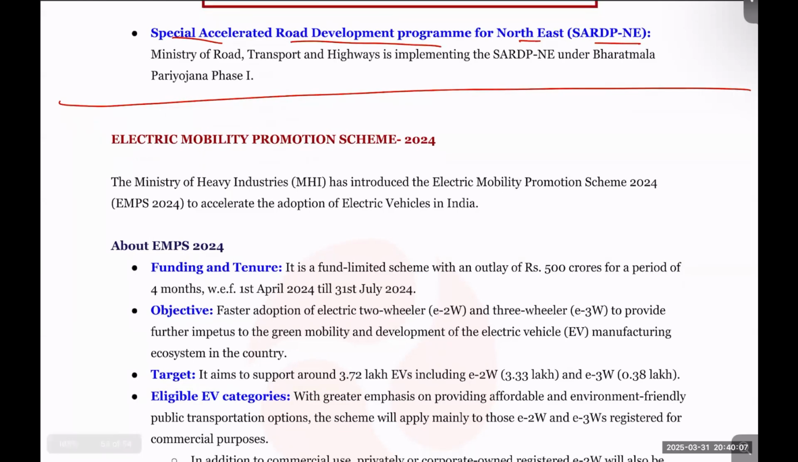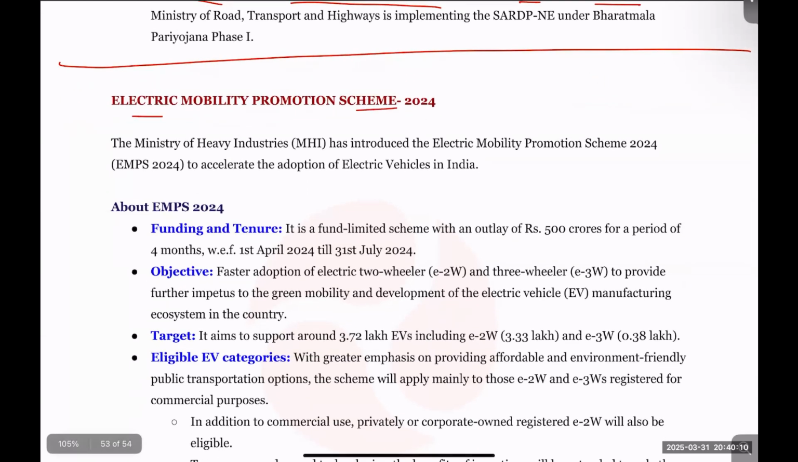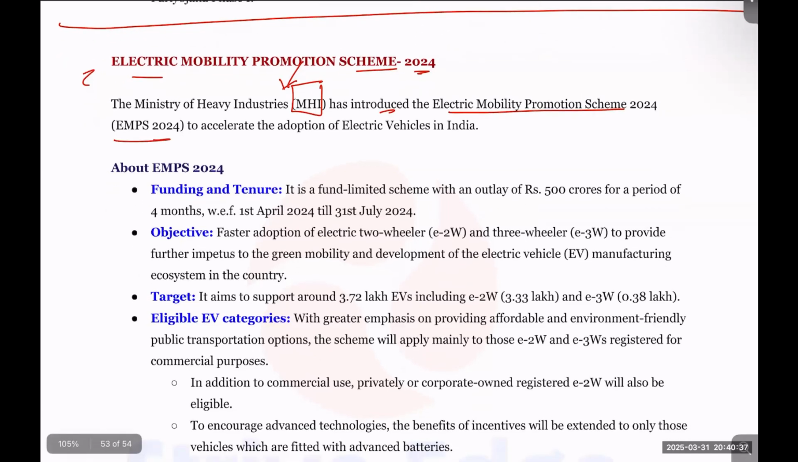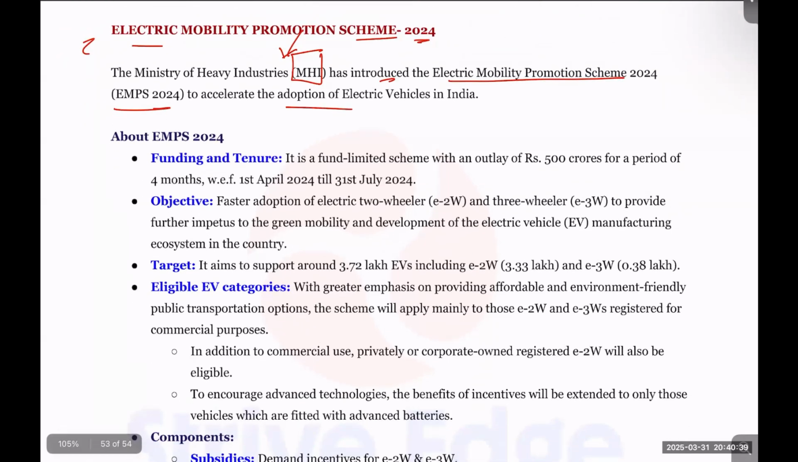Now, moving to the next topic, the Electric Mobility Promotion Scheme 2024. This has been launched by the Government of India, Ministry of Heavy Industries. You should remember which is the implementing agency for this scheme. UPSC has a very high tendency of asking the implementing agency for a scheme, right? The ministry has introduced the Electric Mobility Promotion Scheme 2024, EMPS 2024, to accelerate the adoption of electric vehicles in India.